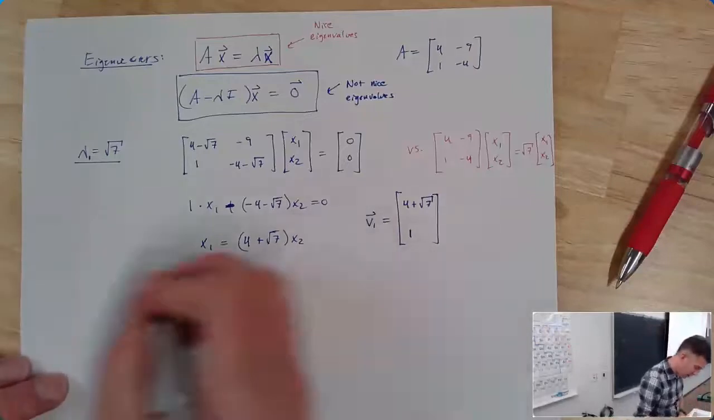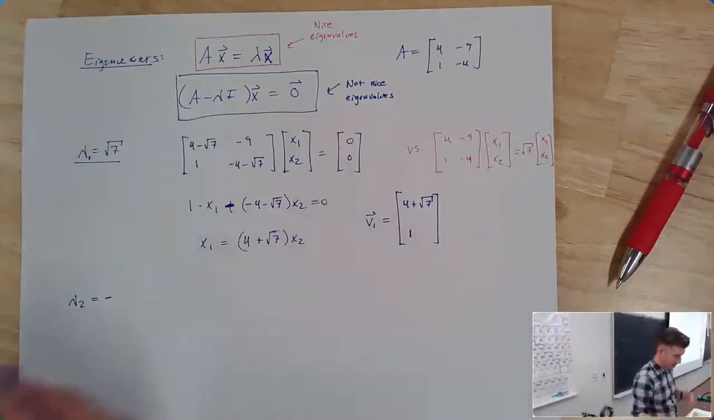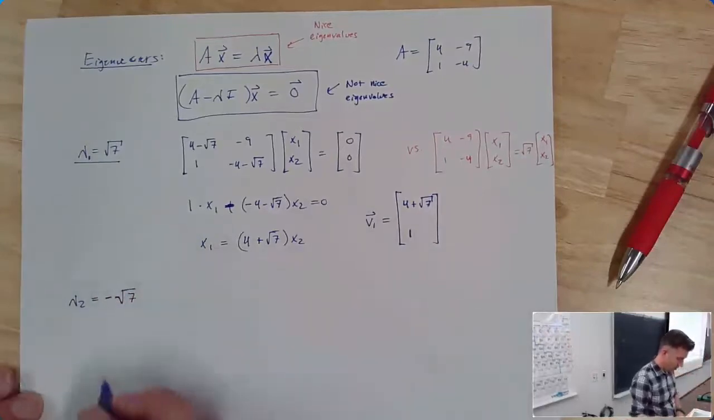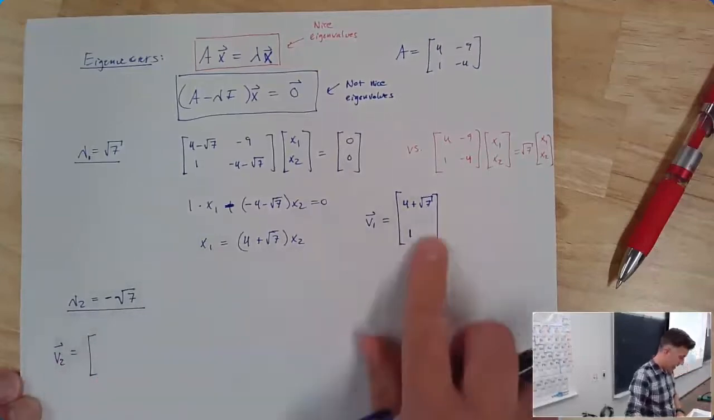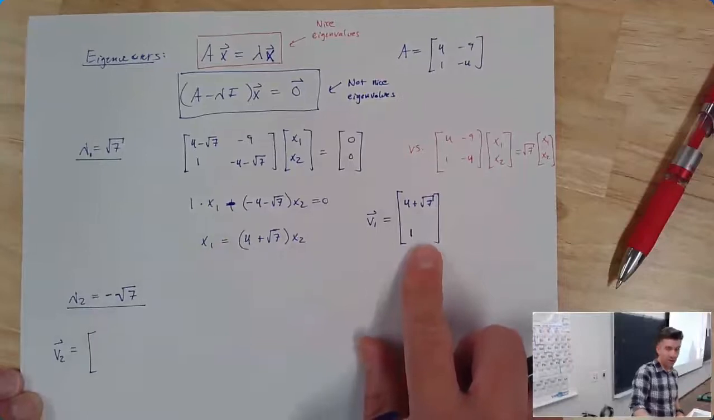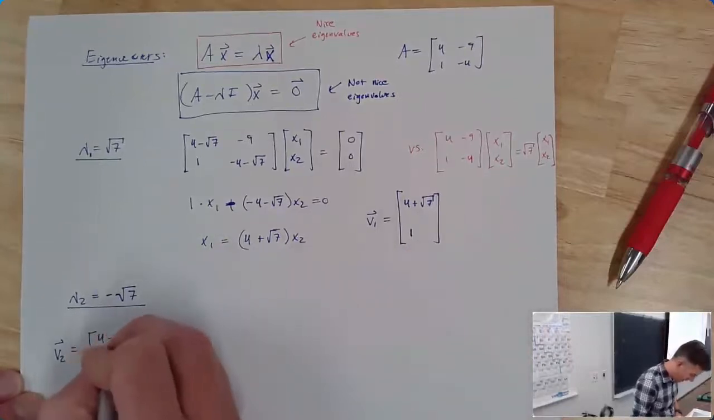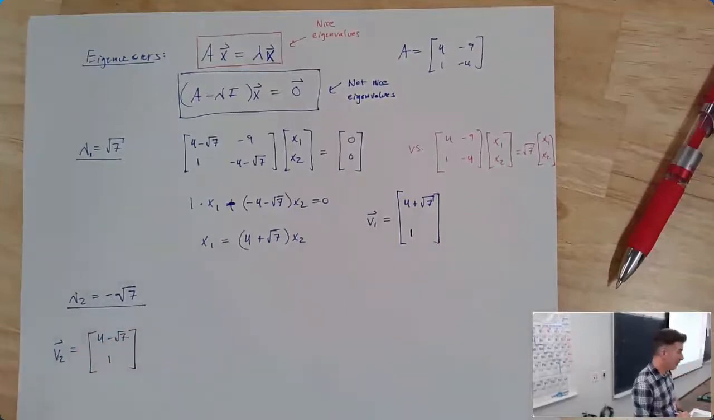You can say, okay, well, for lambda 2 equal to negative root 7, we're going to do the work just so you can see it, but I'm going to tell you right now, we are going to be able to get to the second eigenvector being, well, just take that eigenvector and change all of the irrational parts to their opposite sign. So it should end up being 4 minus root 7, 1. Which is kind of great.